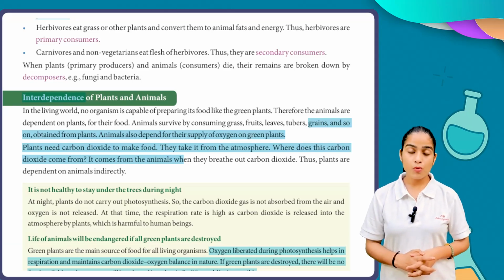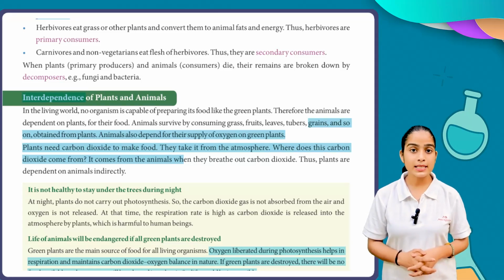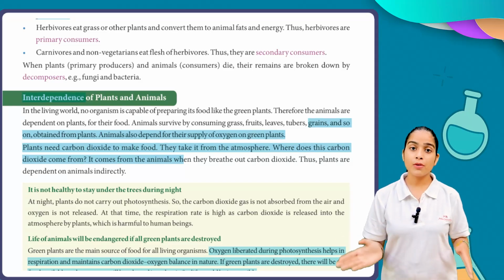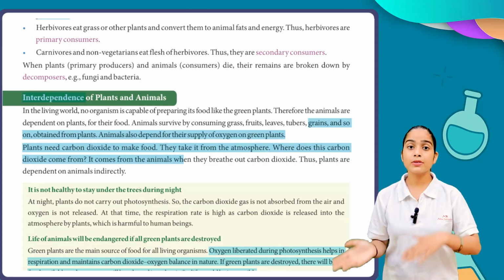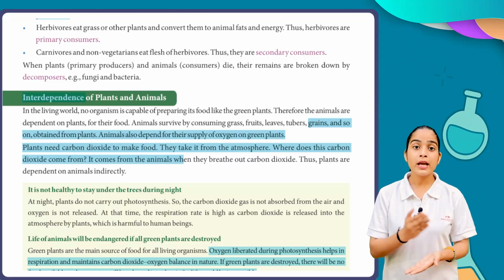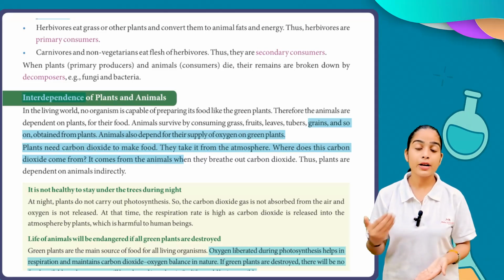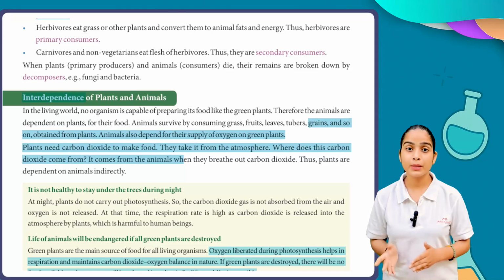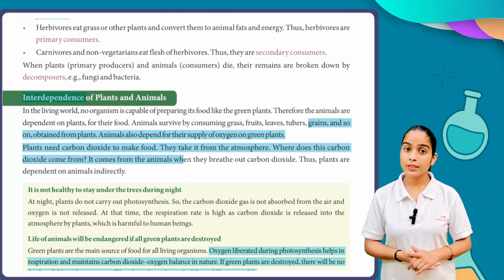So for making food, in the process of photosynthesis, plants need carbon dioxide as one of the raw materials, and they take it from the atmosphere. But carbon dioxide gets into the atmosphere when animals breathe out carbon dioxide. It means plants are also dependent upon animals for their carbon dioxide.